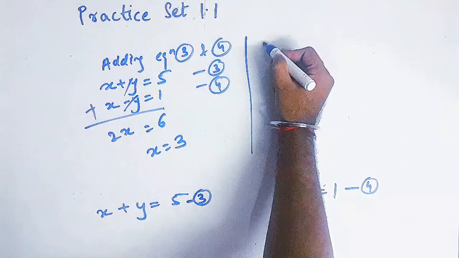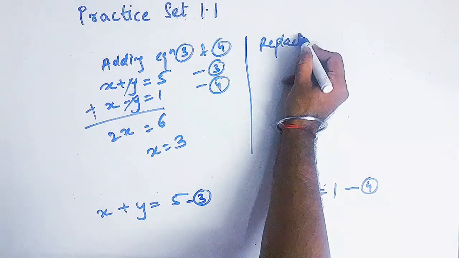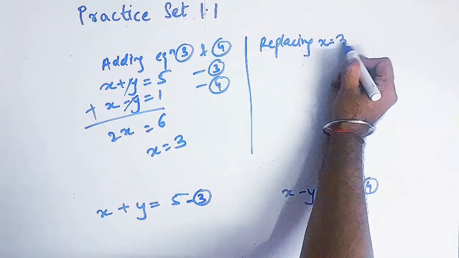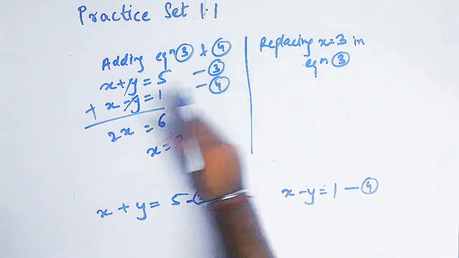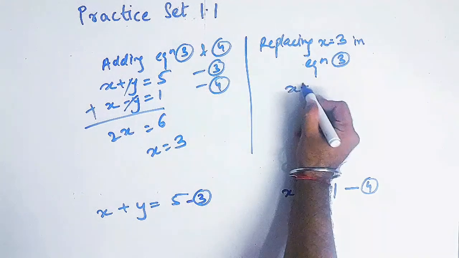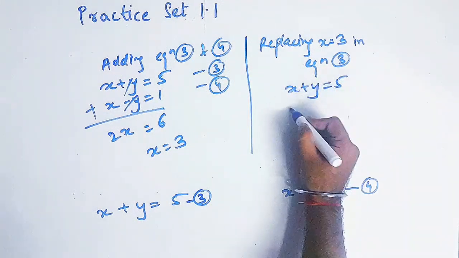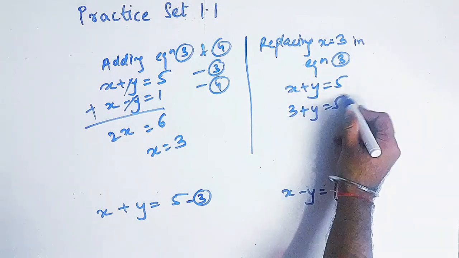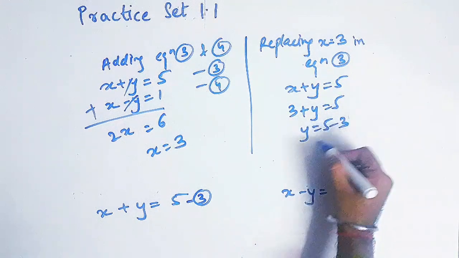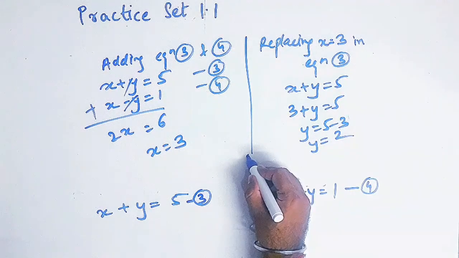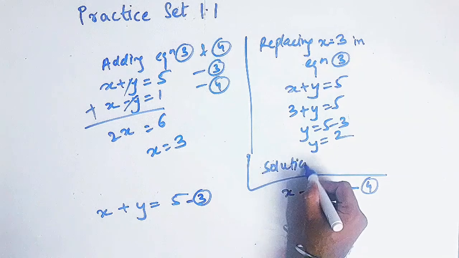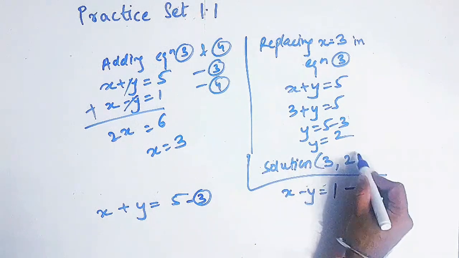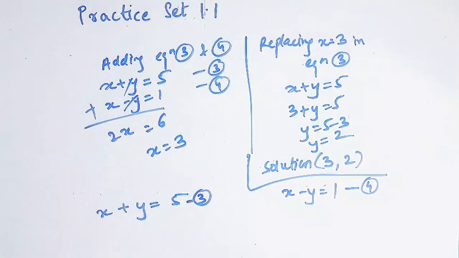Now substitute, replacing x equals 3 in equation 3. Anyone you can take. x plus y equals 5, 3 plus y equals 5, y equals 2. Now I'll write the solution here. Solution is x comma y. Understood children? Easy, isn't it?